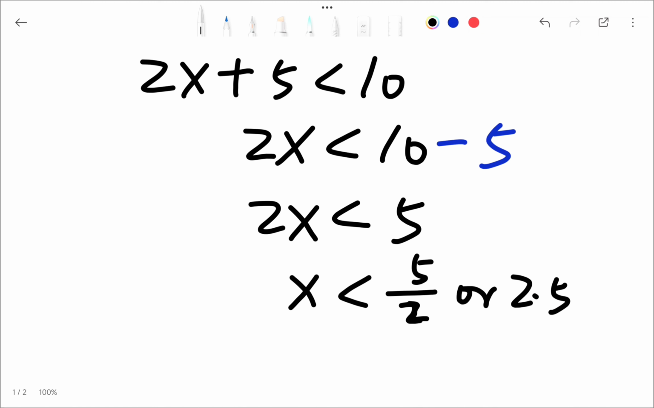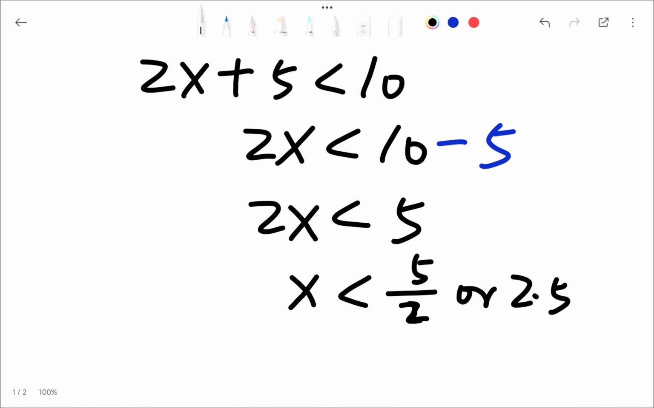Now, you may think, is that it? What is the difference? Is this actually the answer? Well, to check the answer, let's just pick any number that is within this range. If x is less than 2.5, that means 0 could be an answer to this inequation. Let's put 0 back to where x is and see if that makes sense.